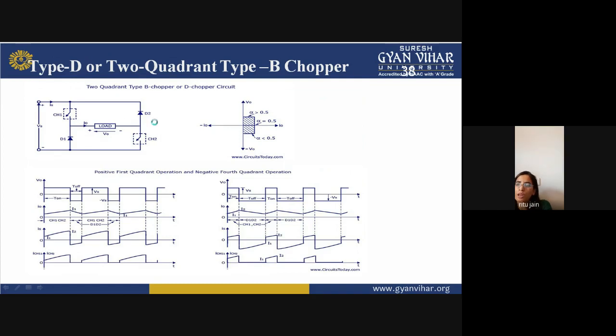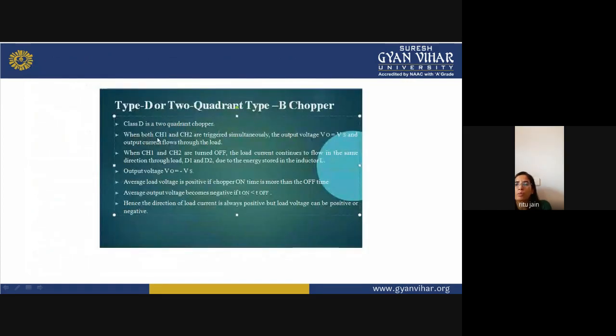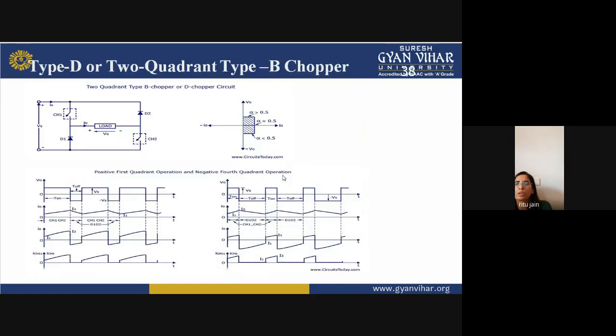So how it will operate: when both CH1 and CH2 are triggered simultaneously, the output voltage will be equal to Vs and the output current flows through the load. When both choppers are turned on simultaneously, then the current direction will be in positive direction and the current will flow through the load.